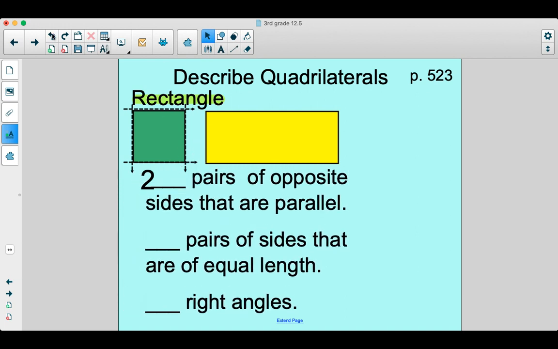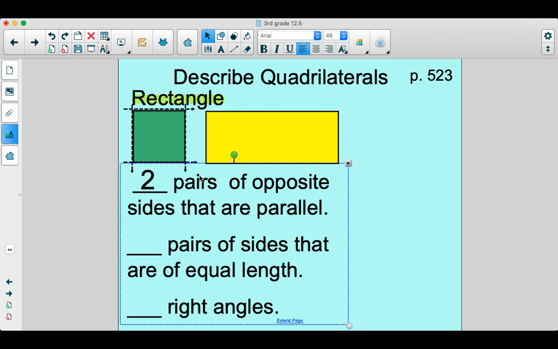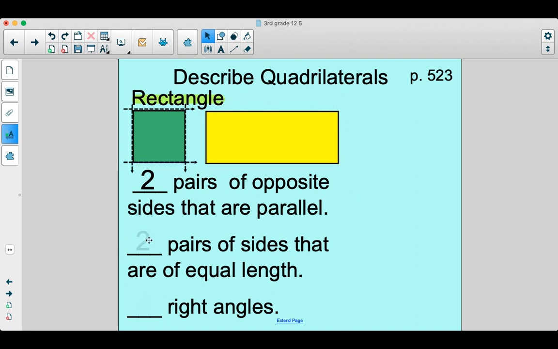Whoop. Undo. Never mind. I'm going to leave the lines. Blank pairs of sides that are of equal length. All right, let's check it out. What do you think this one might be? If you guessed 2, then you were right.